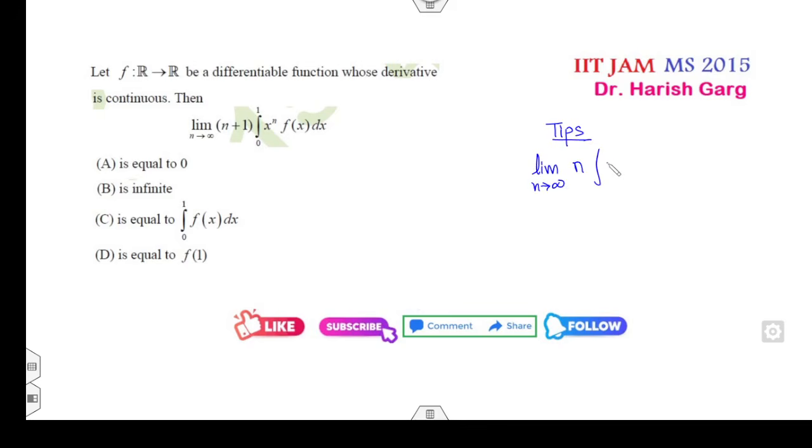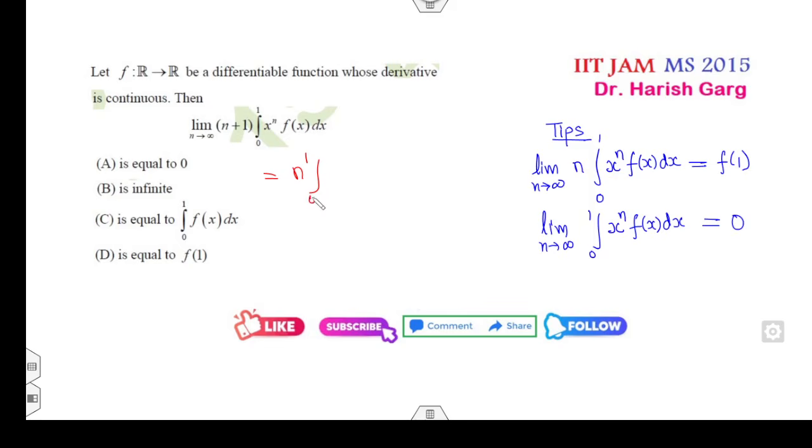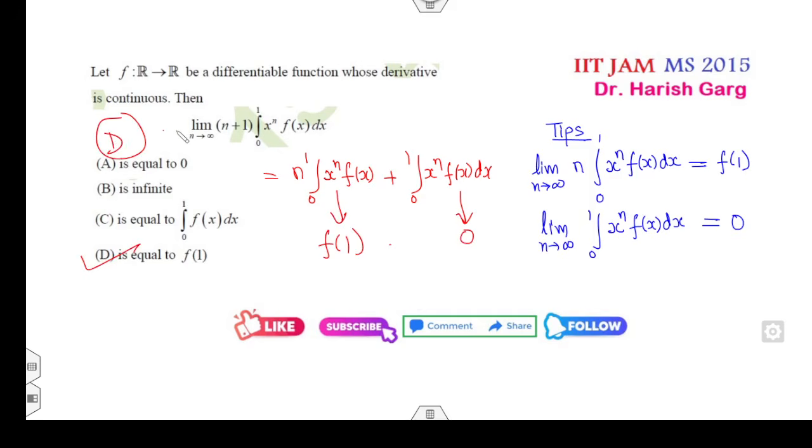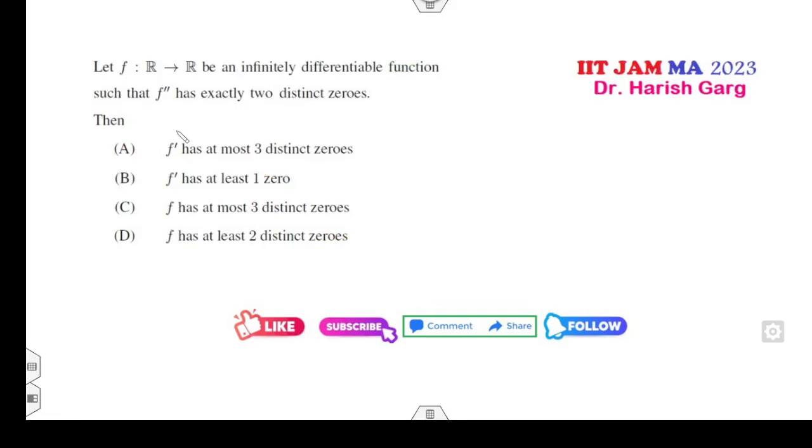Consider the integral of (n+1) x raised to power n f(x) dx from 0 to 1, which gives f(1), and the limit as n approaches infinity of the remaining integral of f(x) dx will be 0. If you open this bracket, it will be x^n f(x) plus the rest. This is the shortcut trick I told you about. What is the answer? It will be 0. This answer will be f(1), so f(1) is the right answer. We never take more than 15 seconds to solve this.